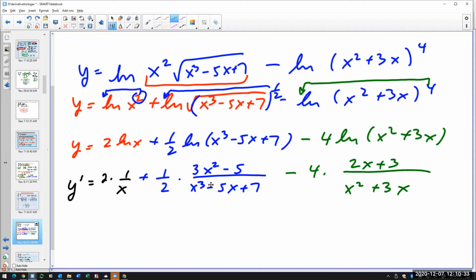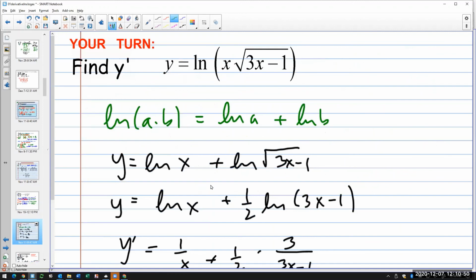So why don't you guys turn to the back of your notes, do this problem here, and then you guys can start working on your homework, okay? So do this problem here, ln of the square root of 3x minus 1. Take the derivative of that, and I'll do it with you guys.